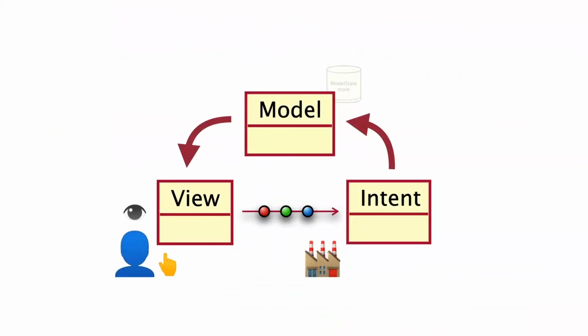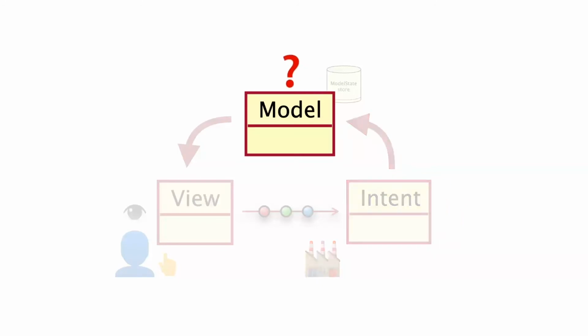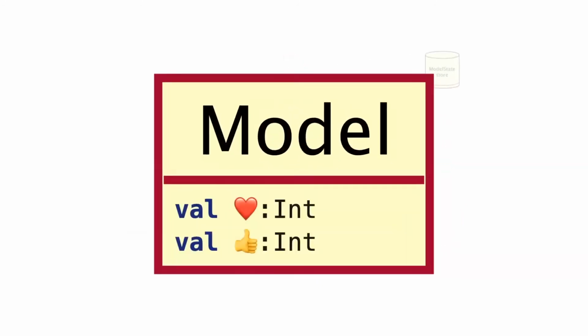All right, so back to our MVI diagram. Before we figure out how to build our MVI intents, we need to figure out how we're going to be managing state in our model itself. This is a key part of the MVI pattern. It's, I would say, almost the most important part of it. The model is pretty simple. We just need to keep a running count of the number of upvotes for the hearts and thumbs up emoji.